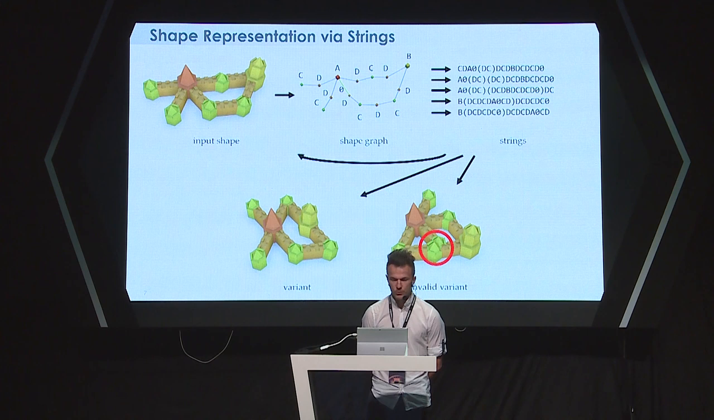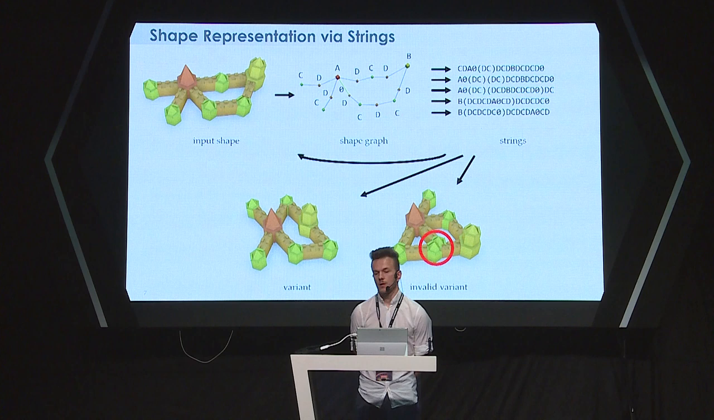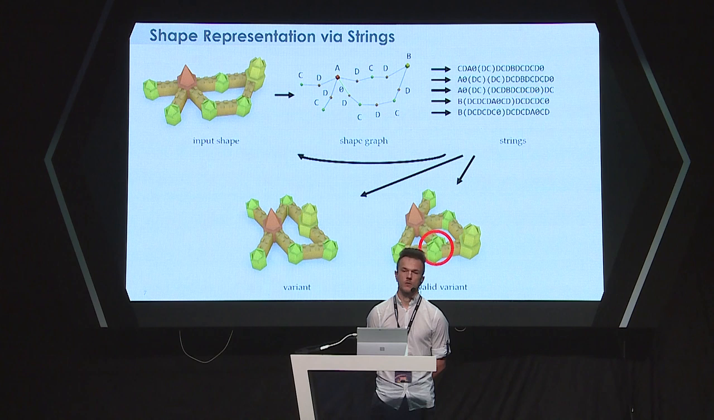I will just skip the first step of the process. Computing a shape graph is kind of trivial. We implemented this with collision detection. You can also use proximity detection, or if you're very lucky, you can get a shape graph when you download a shape from somewhere.